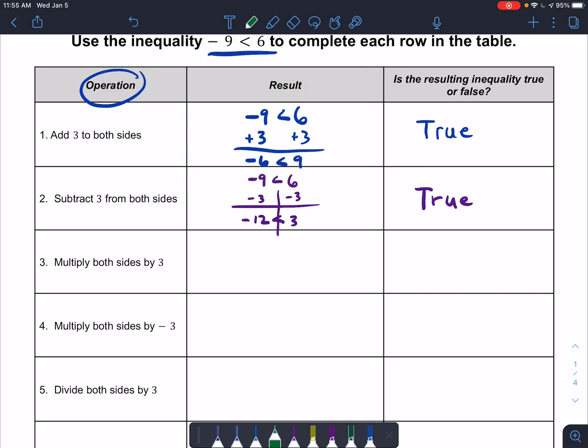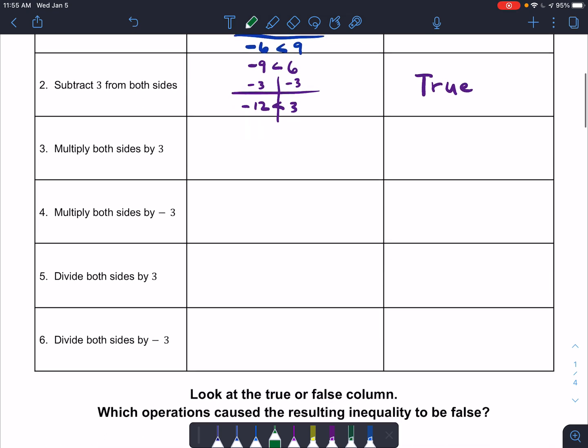Let's keep going. When we take our inequality, -9 is less than 6, and now we multiply both sides by 3, what happens? -9 times 3 is -27. 6 times 3 is 18. -27 is still less than 18. This is still true.